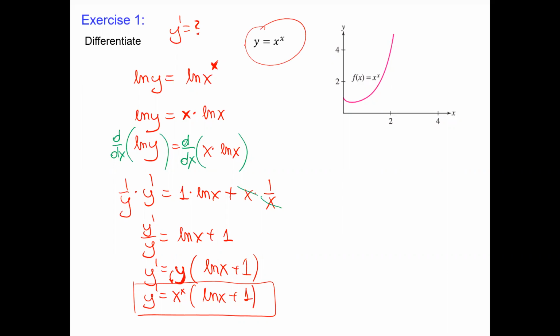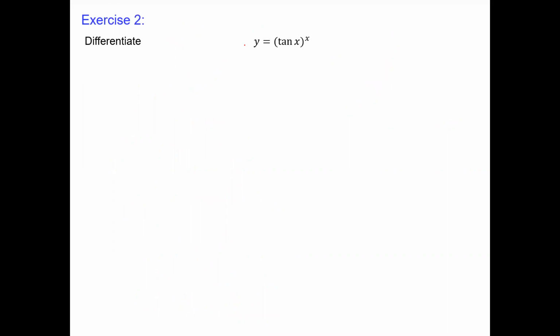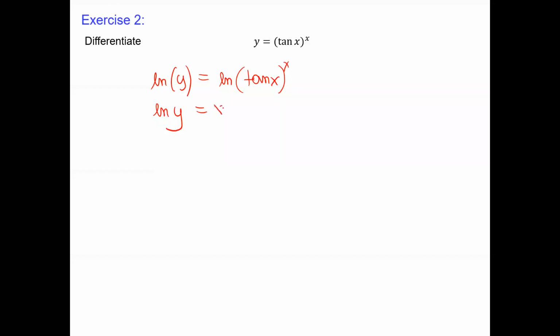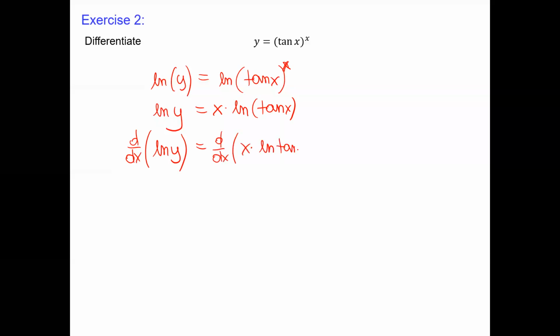Let's differentiate one more, tangent x to the x, and we will be done with these derivatives. Natural log of y equals natural log of tan x to the x. We don't really need the parentheses. That x, if we have logarithm, we can place in front. Let's differentiate with respect to x, implicit differentiation, both sides. x ln of tan x.